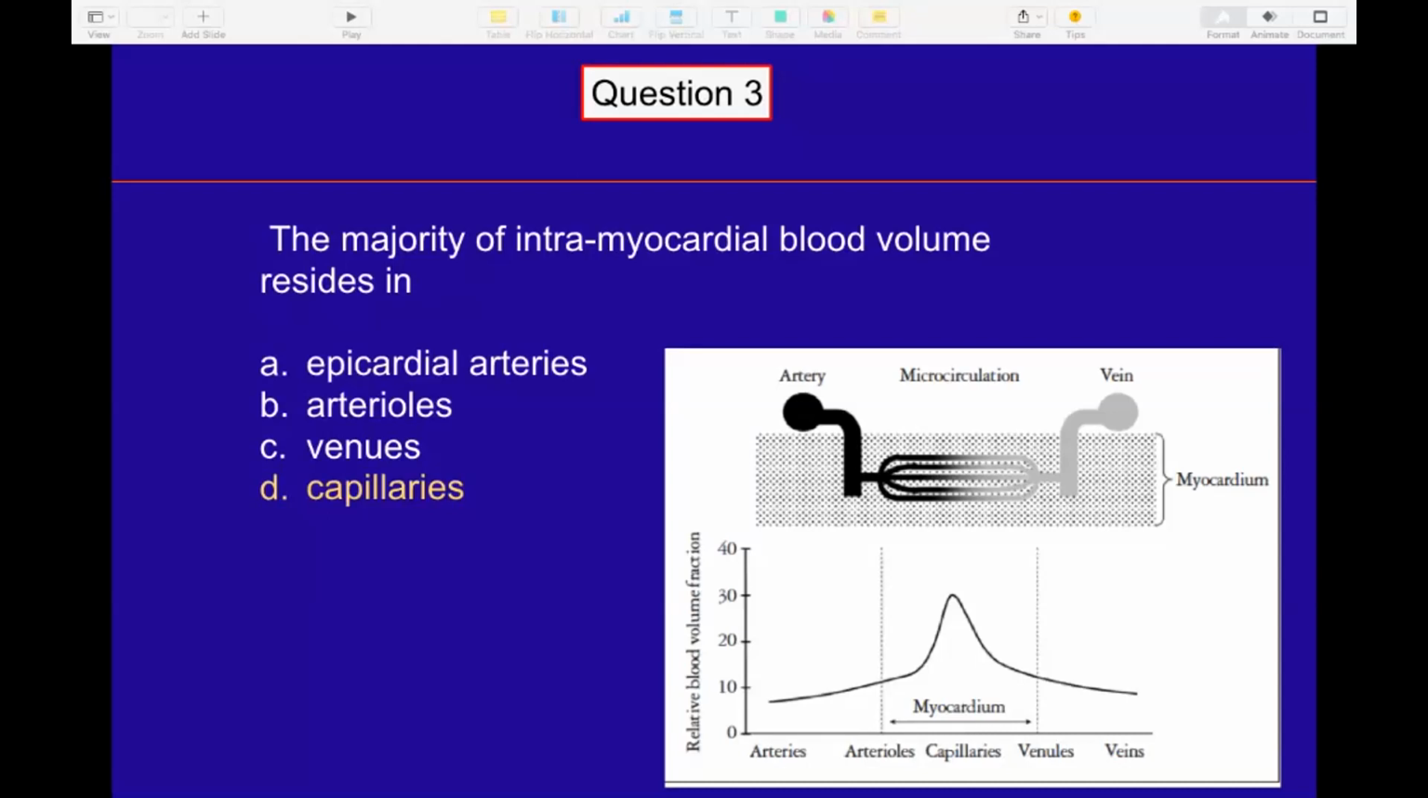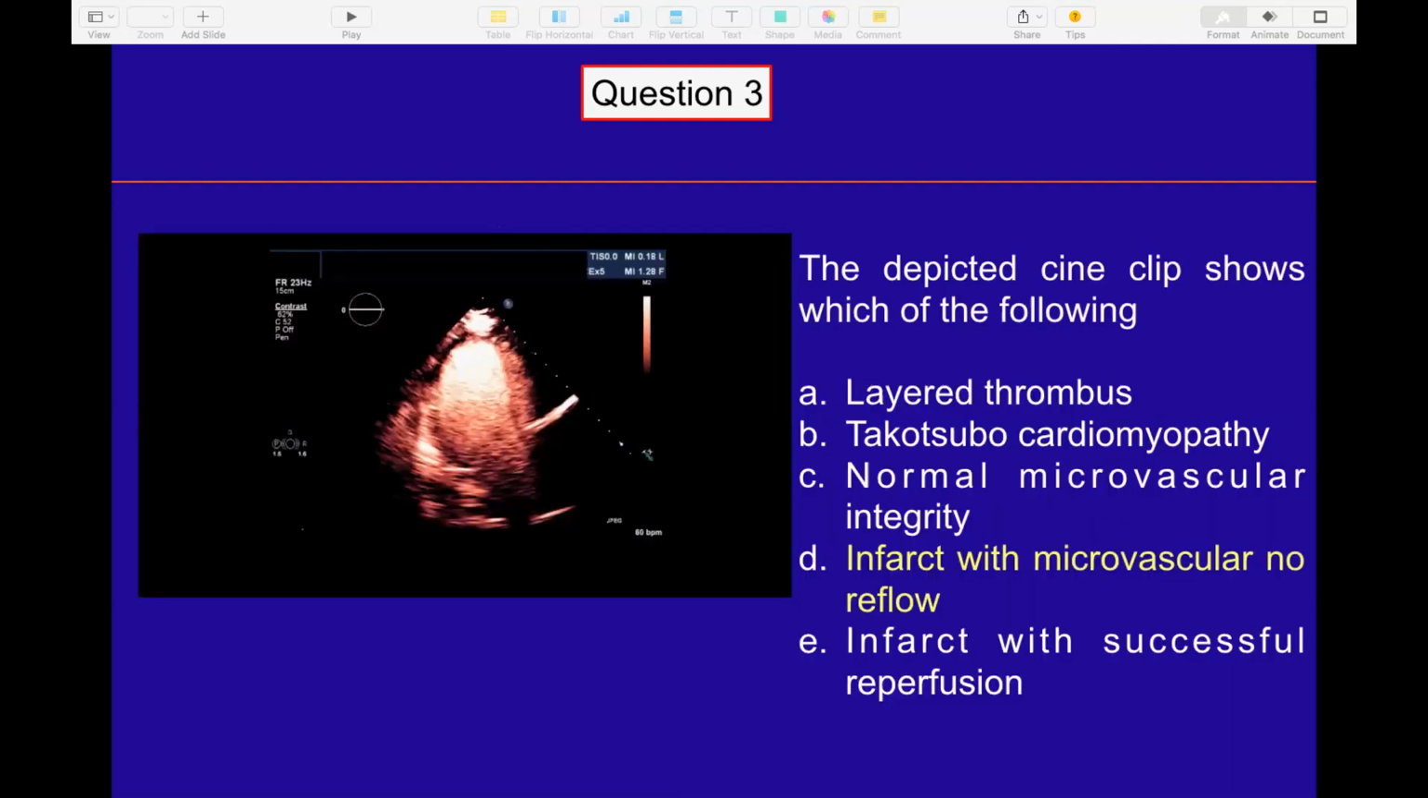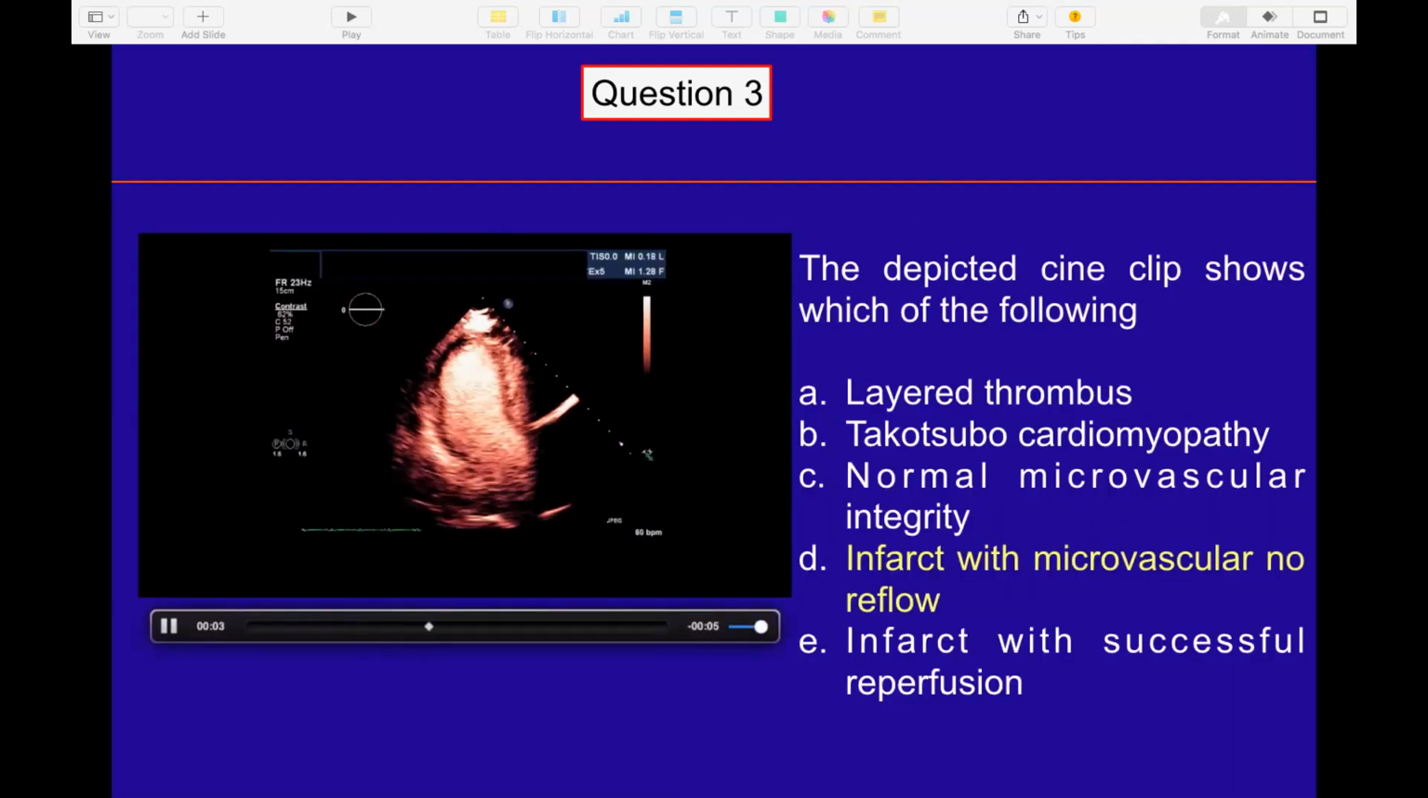What about the majority of intramyocardial blood volume? So we've talked about this, that the microcirculation, which is where 90% of your myocardial blood volume resides, in your capillaries. So what you're imaging by myocardial perfusion, I'm not talking about endocardial opacification, I'm talking about myocardial perfusion, you are actually imaging capillary integrity. Even in nuclear, for that matter, when you see a perfusion scan, the perfusion cannot distinguish between epicardial, but the actual isotope sits in your microcirculation because that's where most of your blood volume is based out of. And then the depicted cine clip shows which of the following.